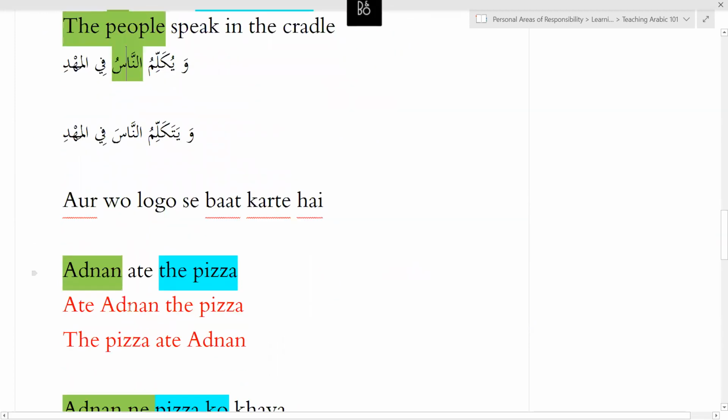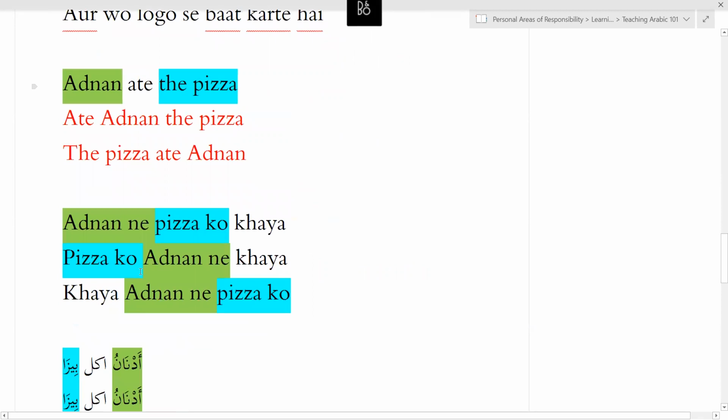Okay. So go through this. It's, I think, a little bit of information now for one class, but go through this. Try to relate Urdu with Arabic. You will get the pattern of what is being done in Arabic. In English, the order of the words is very important. In Urdu and Arabic, it's not so important. If I say Adnan ko pizza ne khaya, the meaning is totally different. Although the order will be the same.